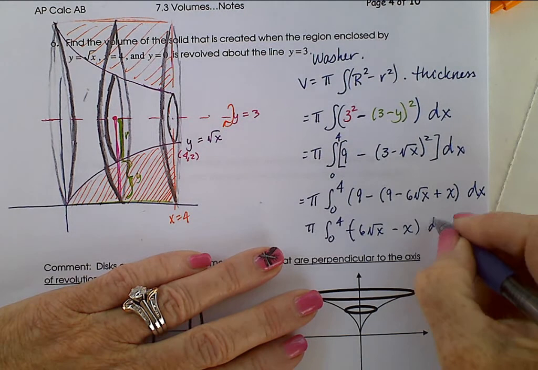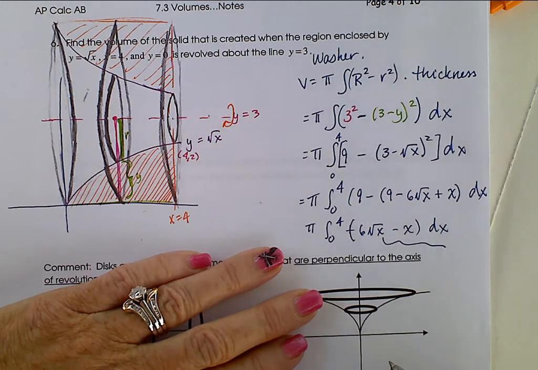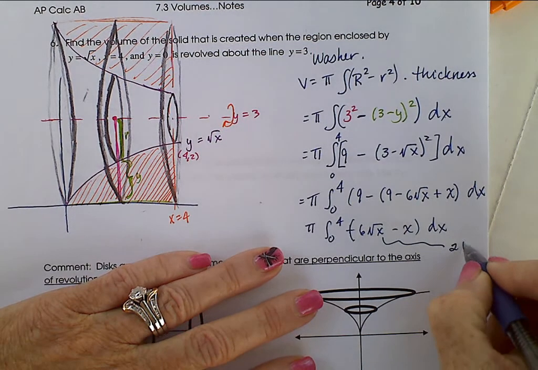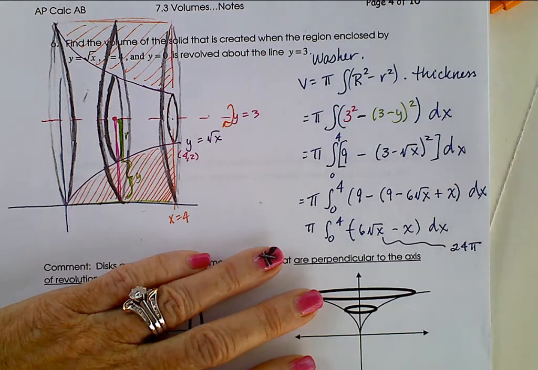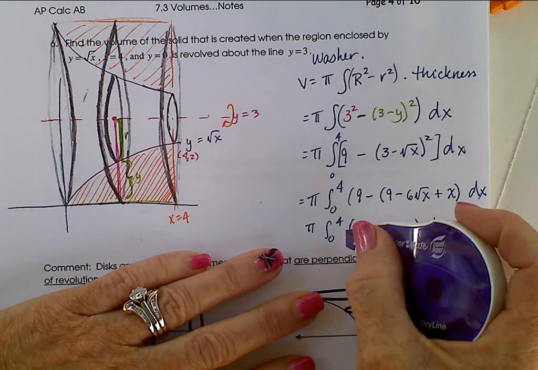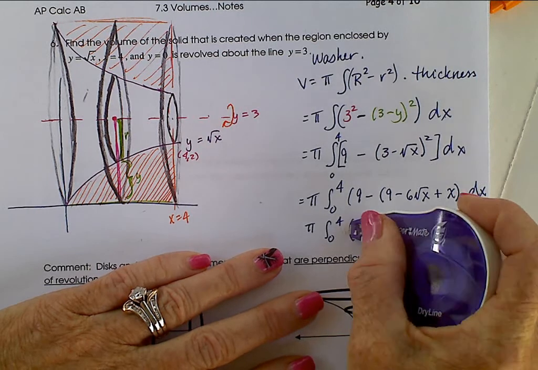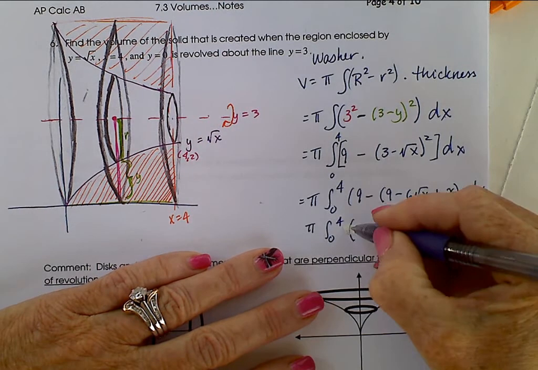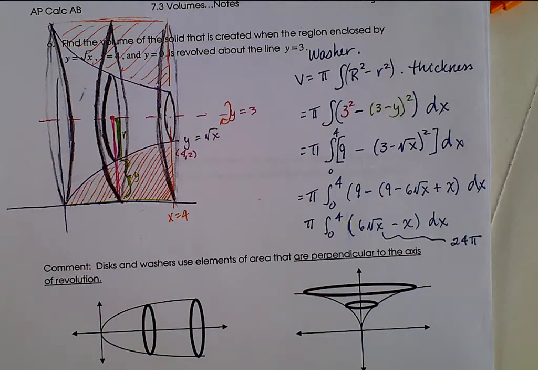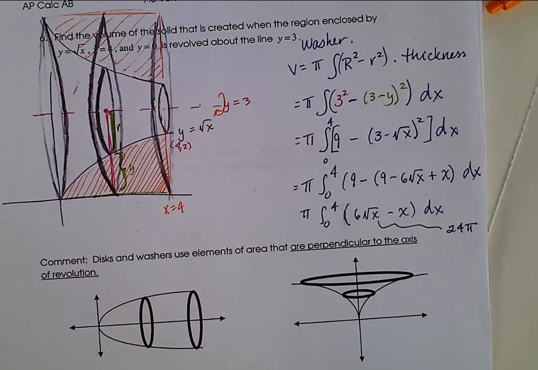And you can go ahead and evaluate that through on your own and make sure you can come up with 24 pi as the final answer there. 24 pi, final answer. Let me erase this out. It looks like a minus sign there. Make sure you can handle that integration by hand.